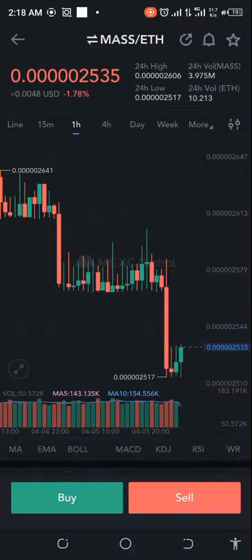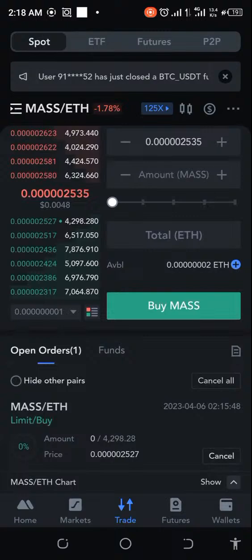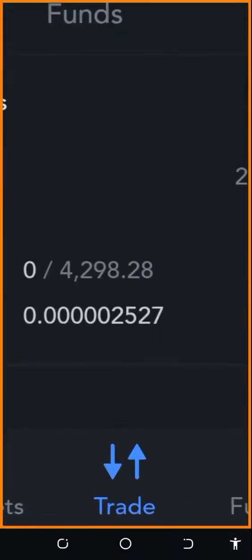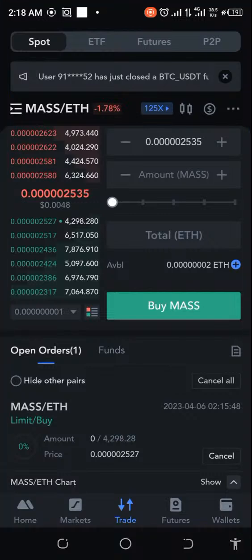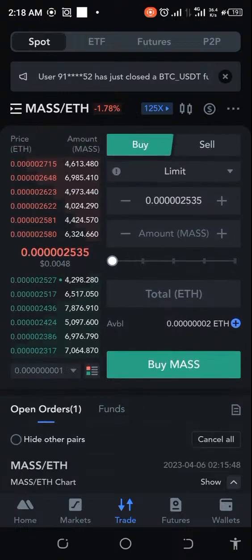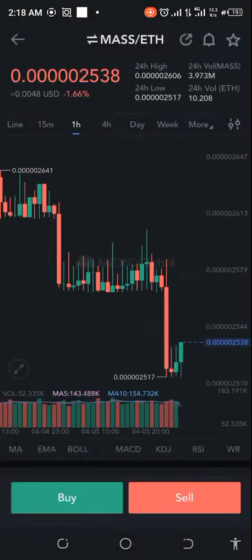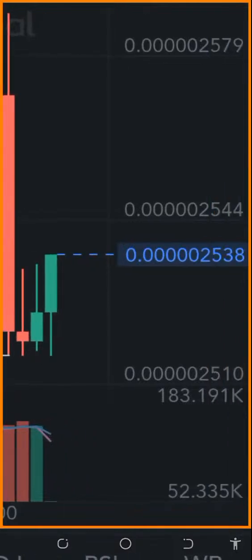What did we say? Has this gone? No, it hasn't. Okay, what we wanted to buy, we bought it at 2527. So this has to go down to 2527. Okay, 2527 means that I have to see this price go down. The price is currently 2535, so it has to go down to 2527, which is somewhere around here.